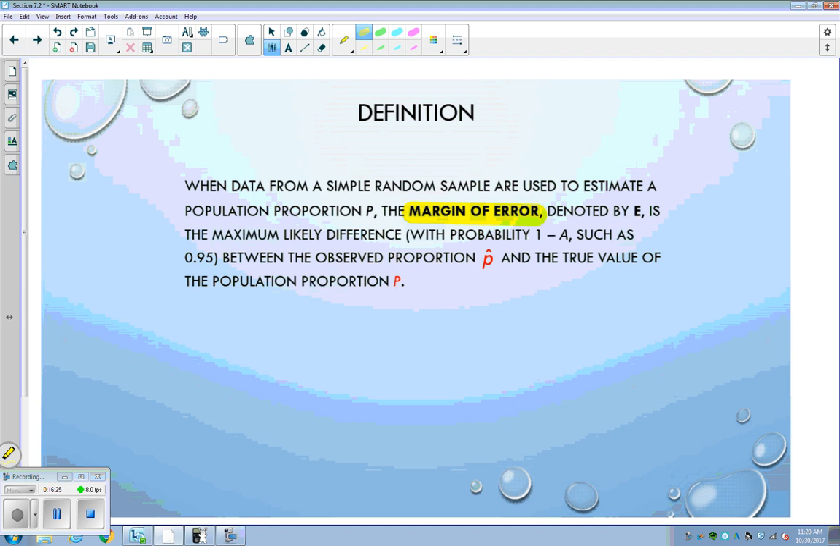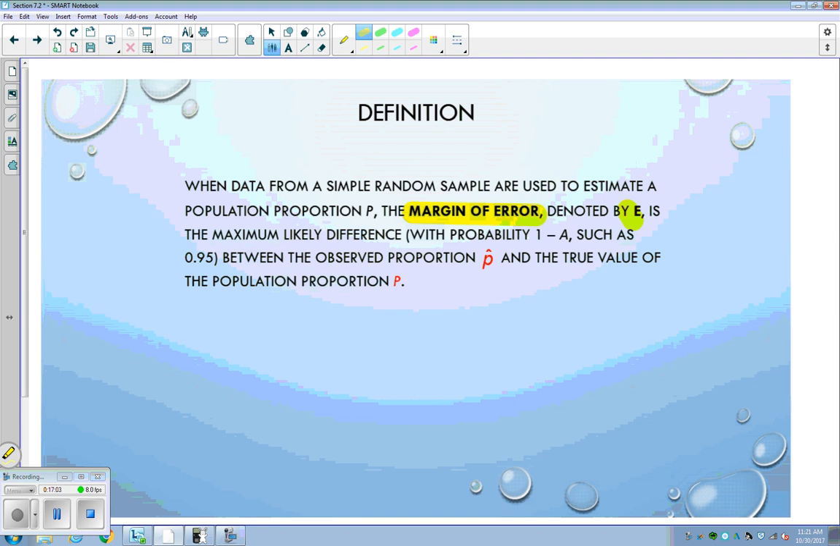And we're going to take a random sample to estimate the population proportion P. Remember, population proportion P. The margin of error is going to be denoted by capital letter E. And it is the maximum likely difference between the observed proportion P hat, which is what? The proportion of the sample, and the true value of the population proportion P.